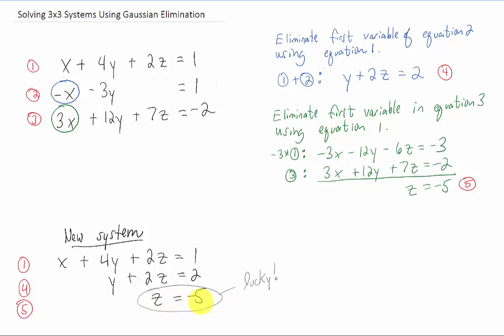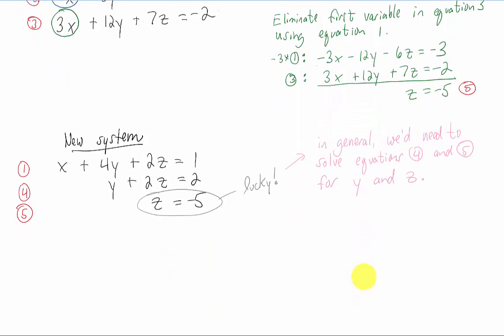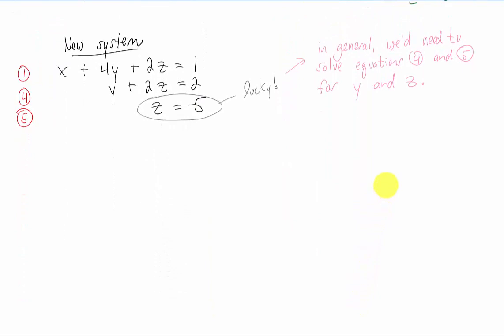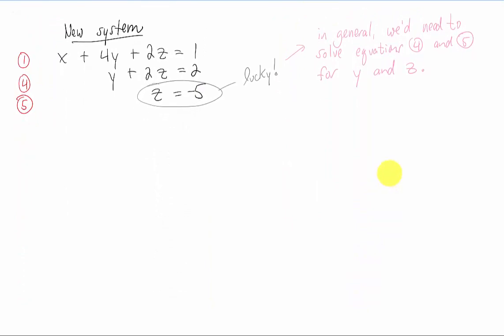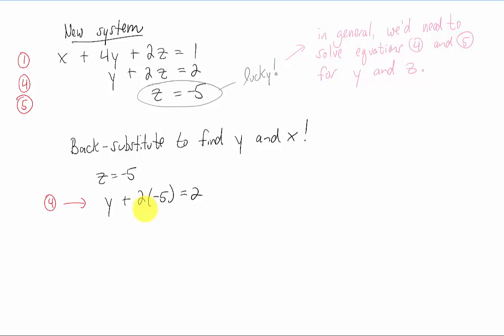So just those first two steps of Gaussian elimination gave us our value for z. Z is negative 5. So either way, now that we have a value for one of our variables, in this case z, we're going to start the process of back substitution. And that just means we're going to take our value for z and we're going to plug it in to the previous equation, equation 4. That allows us to pretty easily solve for y. I'm getting y equals 12 as an answer there.